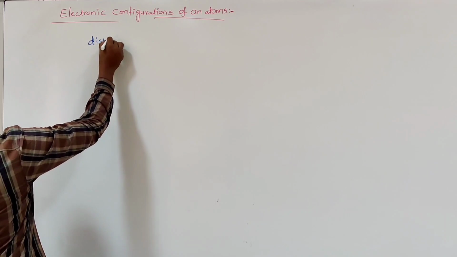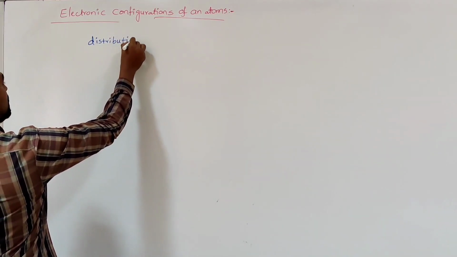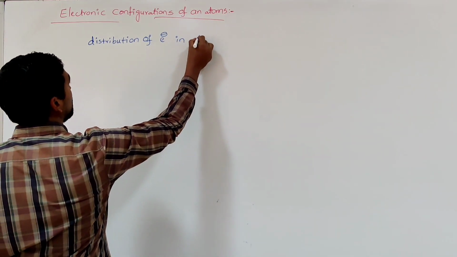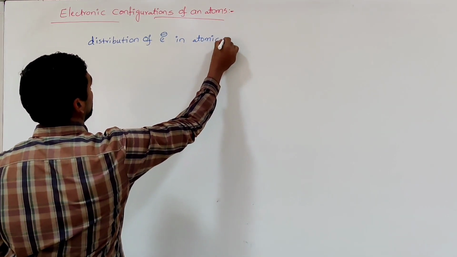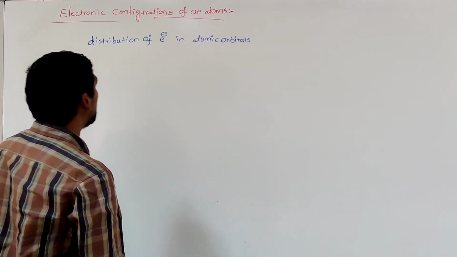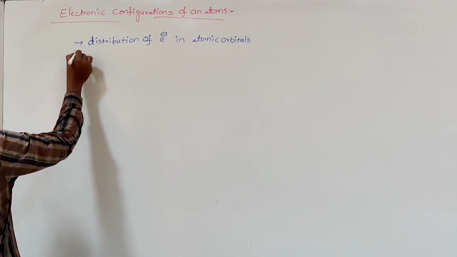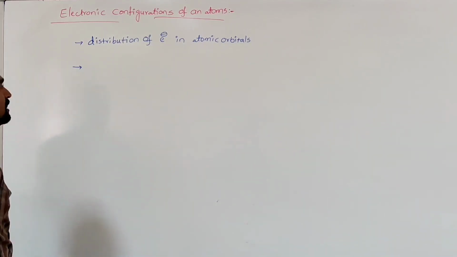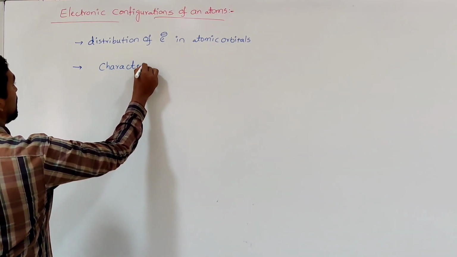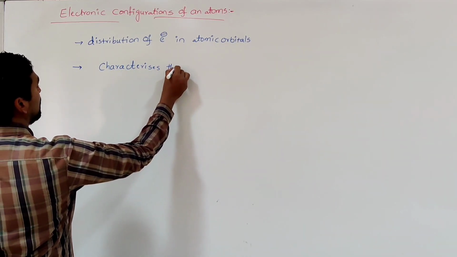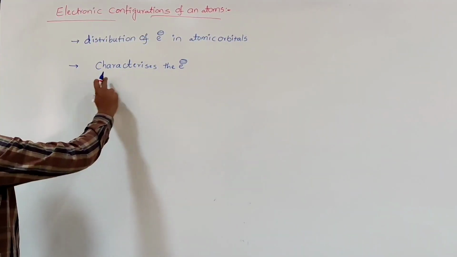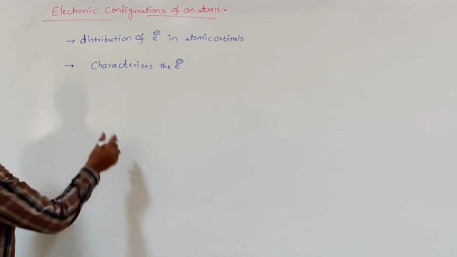Distribution of electrons in atomic orbitals is known as electronic configuration. So what does it tell? Generally it characterizes the electrons in each atom.